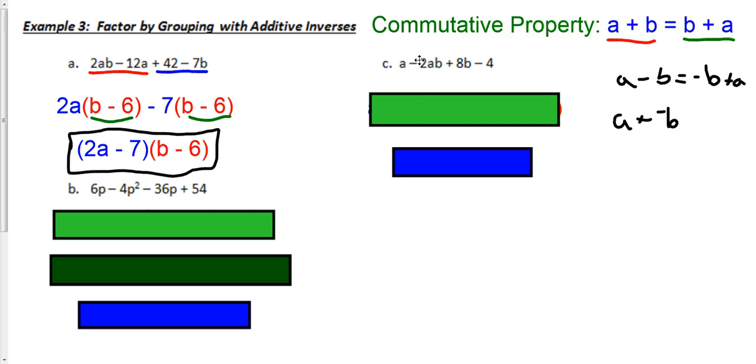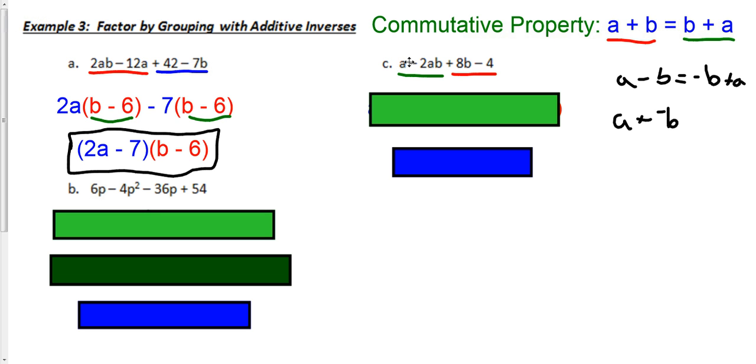So let's look at example C next. We'll put it into two groups. We have A minus 2AB and positive 8B minus 4, with a negative 4. So we have our two groups there, 4 terms in total on this polynomial, so we can factor it by grouping.